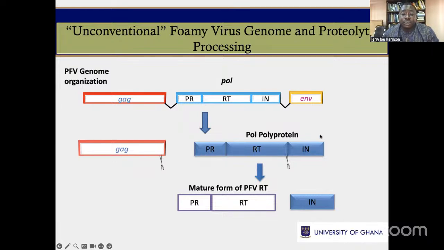Incidentally, only about 3 kilodaltons is cleaved off the C terminus of the GAG polyprotein for foamy viruses, making the mature GAG virtually almost identical to the immature one. For the pol, only the integrase is cleaved off during maturation, and so the functional reverse transcriptase also has a protease attached to it.